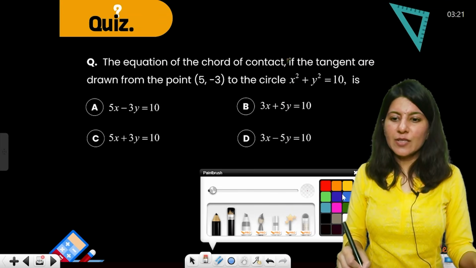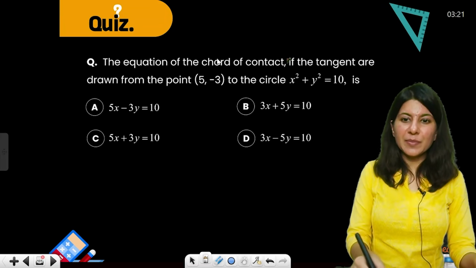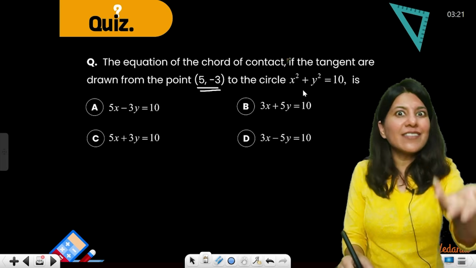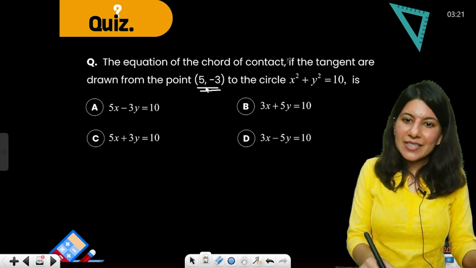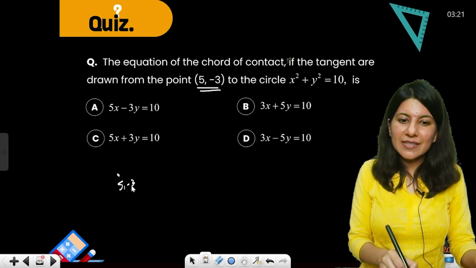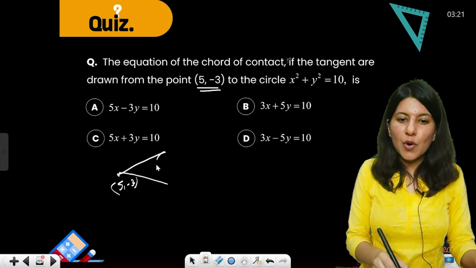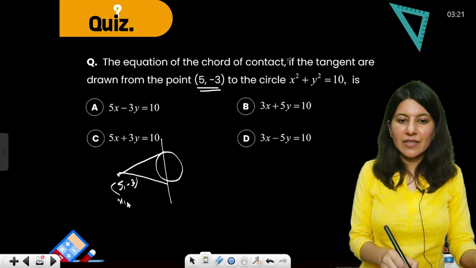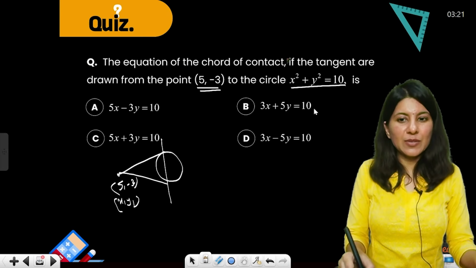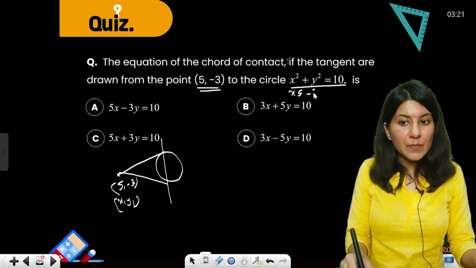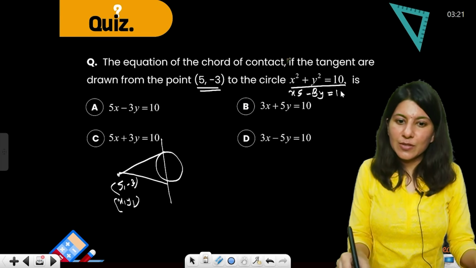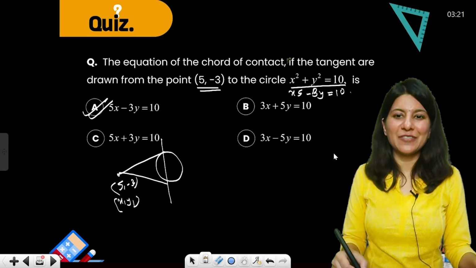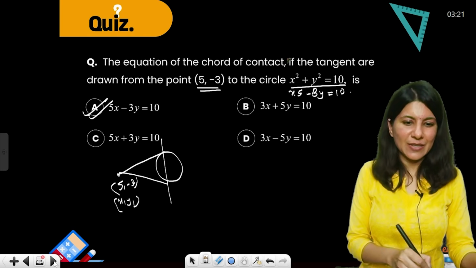Now let us move on to the next, similar type of problem. Equation of the chord of contact if the tangents are drawn from this point. Now they are asking an easier question. The external point 5, -3 is given, and they are asking for the chord of contact. Simple. This is x1, y1, so x square plus y square equals 10 gives x x1 plus y y1 equals 10, that is 5x minus 3y equals 10. Option A is absolutely right for this question. This is a very, very easy question.